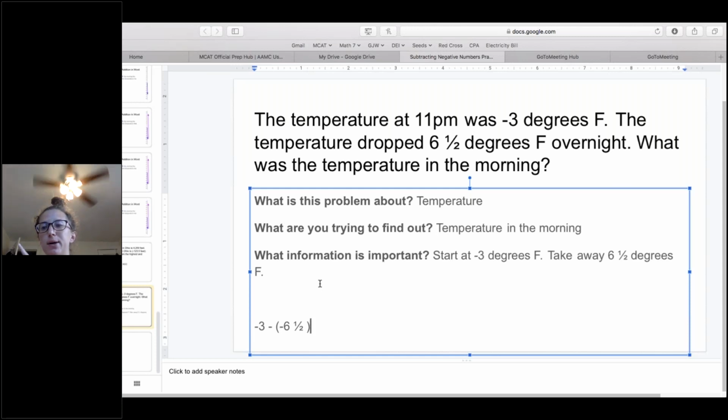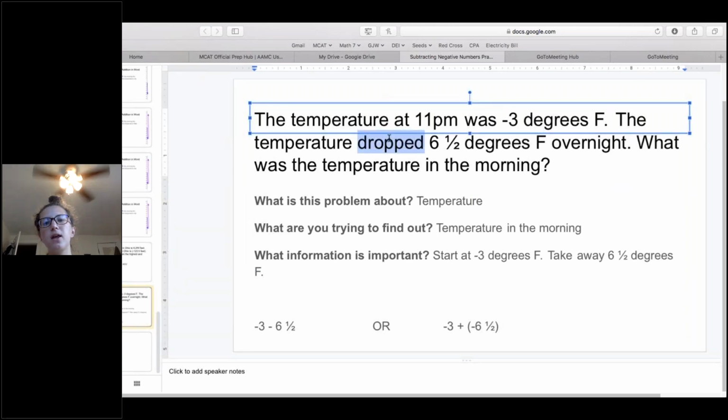So there are two ways you can think about this problem. I think I kind of confused you as you were saying it. We can either think about this as starting at -3 and taking away 6.5, or you can think about it as starting at -3 and adding -6.5. That's because that word dropped we could interpret in two ways. We could say it dropped, so we're going to take away. Or we could say that means the 6.5 is negative. So either way, fine.